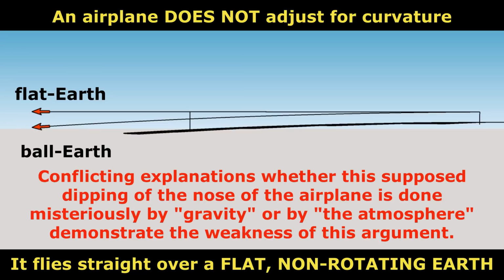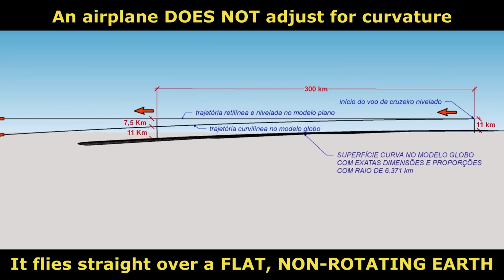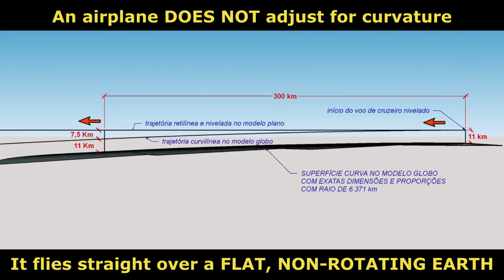Here you have two lines, one according to the flat Earth flying straight and level, and the other one tilting down its nose according to the ball Earth. Conflicting explanations whether this supposed dipping of the nose of the airplane is done mysteriously by gravity or by the atmosphere demonstrate the weakness of this argument. So let's examine here two examples, one on the flat Earth and one on the globe Earth.